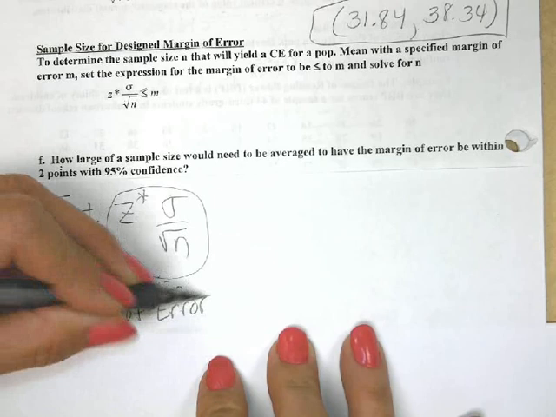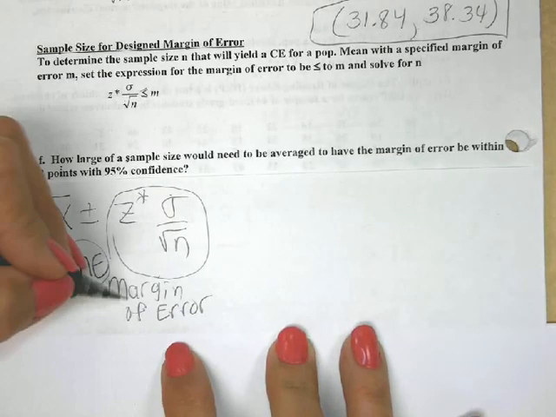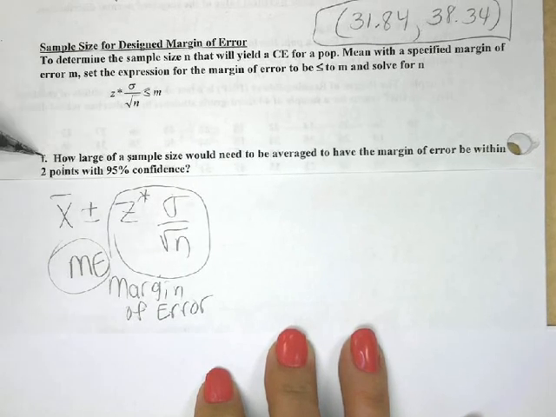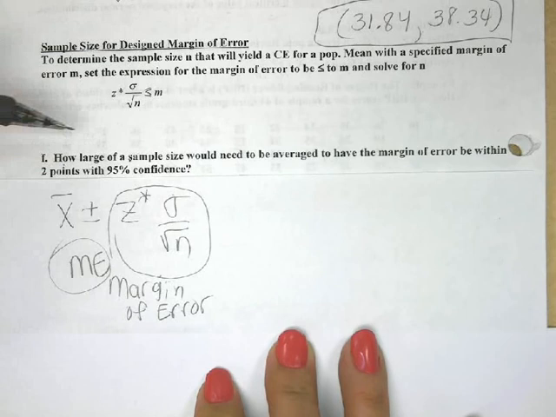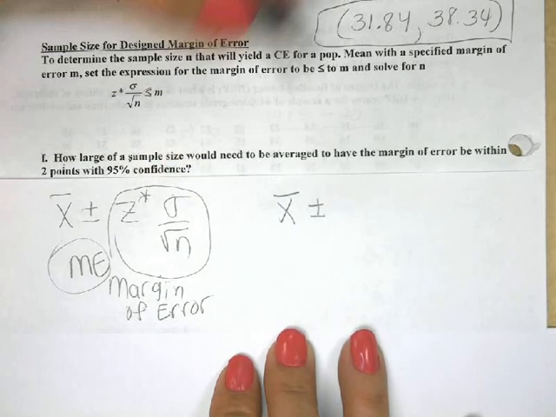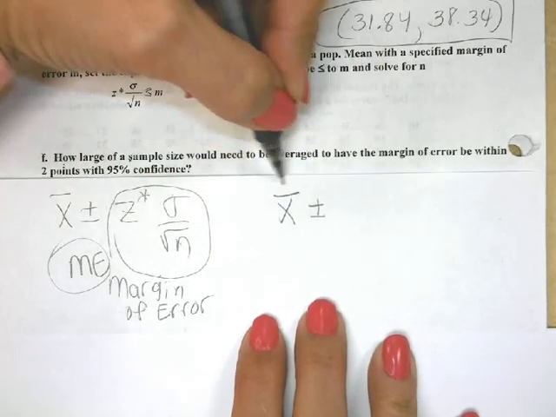A lot of times I'll just call it capital ME. So it's not "me", it's margin of error. This is what we're talking about. We want to know how large of a sample size we would need to have the margin of error be within 2 points with 95% confidence, which means I want to produce a confidence interval with a particular sample size that's going to end up being X bar, which I would get from my numbers.